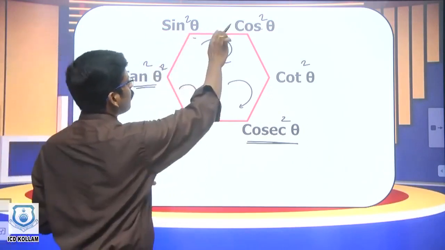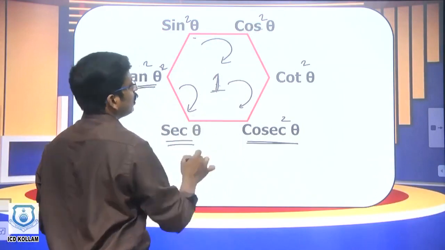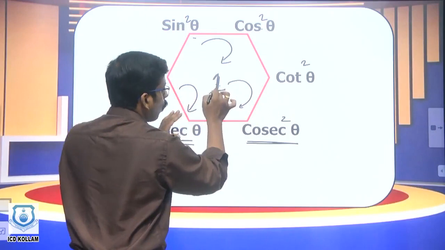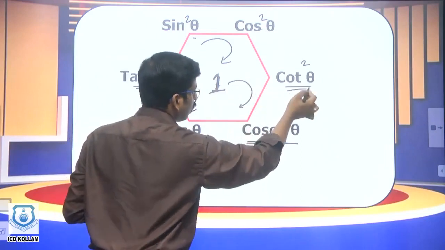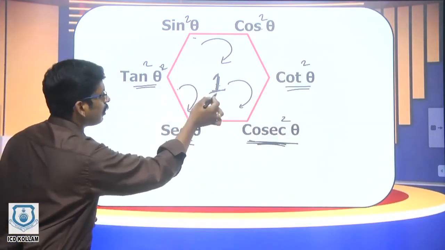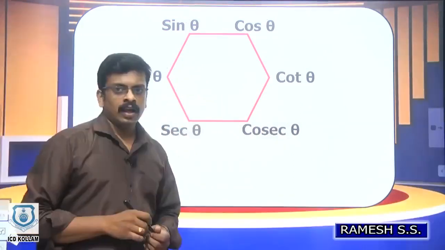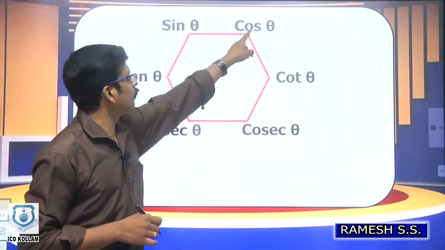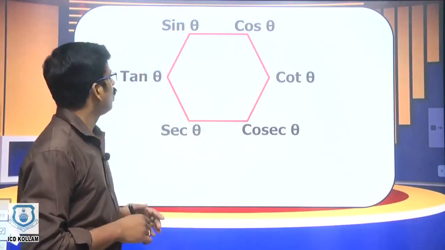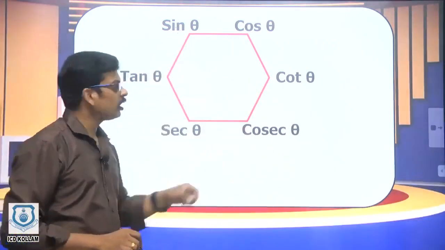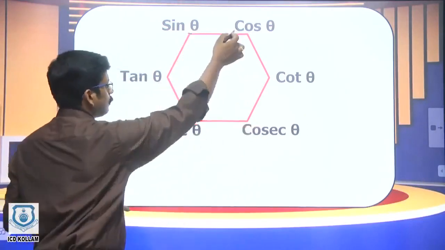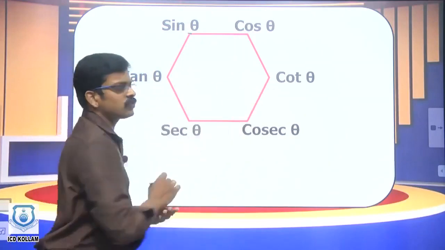So sine square theta plus cos square theta equals 1, then 1 plus cot square theta equal to cosec square theta, and also tan square theta plus 1 is equal to sec square theta. And already we discussed that sine has its cofunction, tan its cofunction, sec its cofunction. Also vertically opposites are reciprocal. Sine reciprocal is cosec, cos reciprocal is sec, and tan reciprocal is cot.